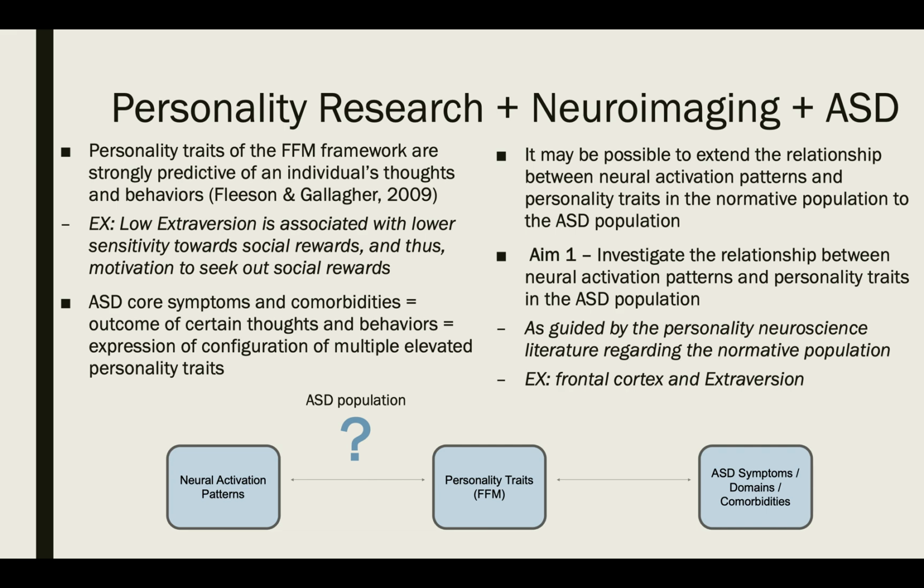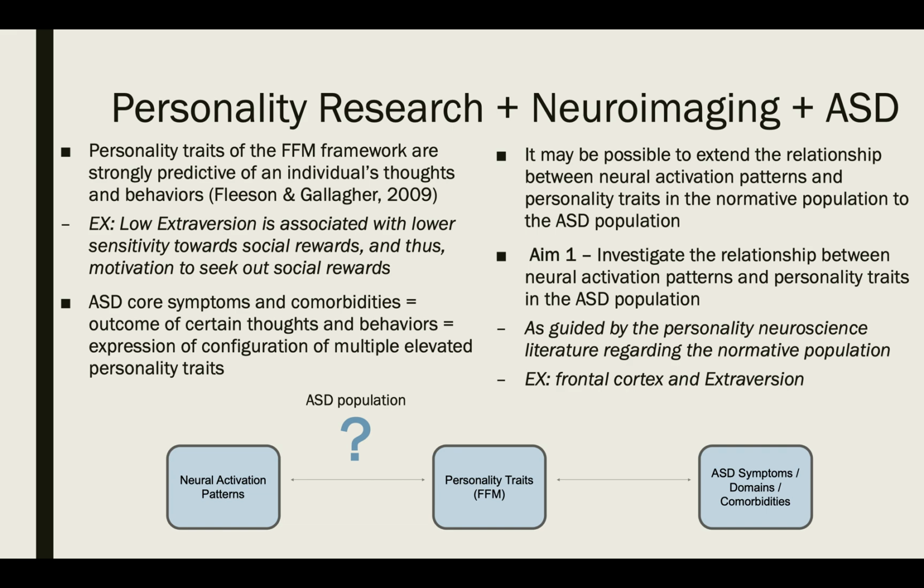Given this, by taking a dimensional approach towards ASD symptoms and comorbidities, one can consider a non-syndromic ASD phenotype as the outcome of certain thoughts and behaviors which are representative of a configuration of multiple elevated personality traits. It can then be reasoned that the established relationship between neuroactivation patterns and personality traits in the normative population can be extended to the ASD population, which will garner insights on ASD symptoms and comorbidities in the context of the expression of personality traits and the neuroactivation patterns that underlie them.